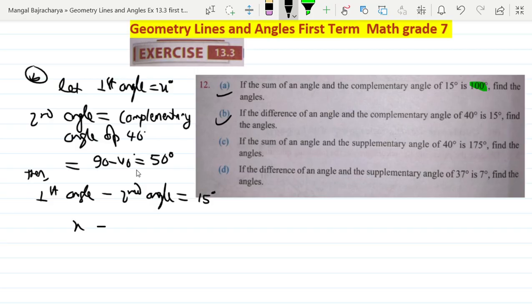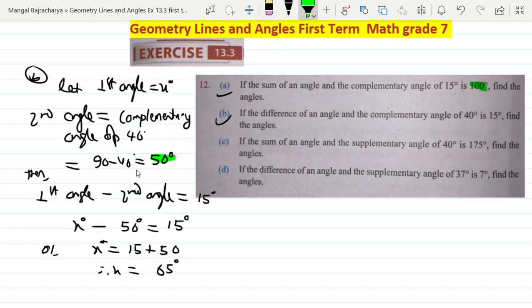So the first angle we have supposed x degrees, and the second angle we have just found is 50 degrees, so x minus 50 equals 15 degrees. And now what you can do here is send this 50 degrees from the left into the right side, so x equals 15 plus 50 degrees, and this will be here 65 degrees. So the first angle is 65 degrees and the second angle we have already found is 50 degrees. So the angles are 65 and 50 degrees, whose difference is 15 degrees. That's it, is it? And very much the same, you can do C and D yourself, is it? Very similar things there, right?